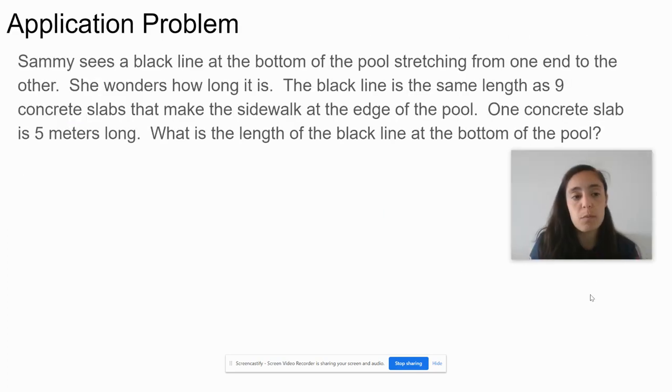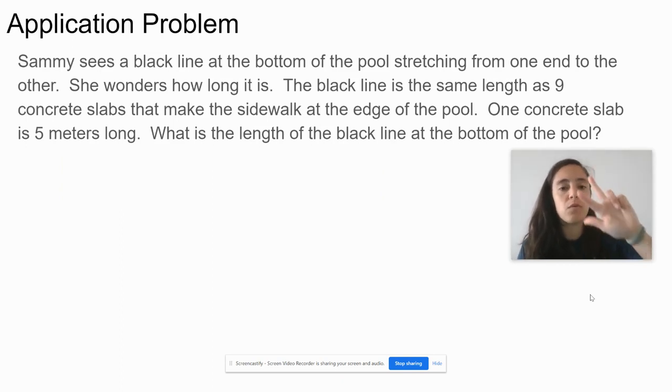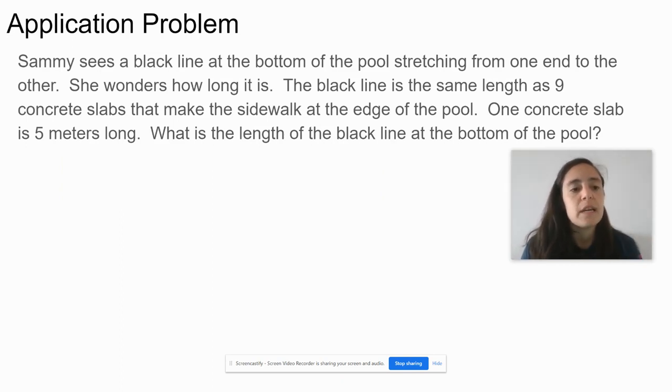So now I have my word problem here, my application problem. I know with a word problem, I need to read, draw, write. So let's read together. Sammy sees a black line at the bottom of the pool stretching from one end to the other. What in that sentence is important? I like to do it sentence by sentence, or you can read it all at the same time. But Sammy sees a line at the bottom of the pool, and it stretches from one end to the other. She wonders how long it is.